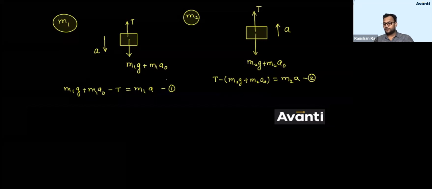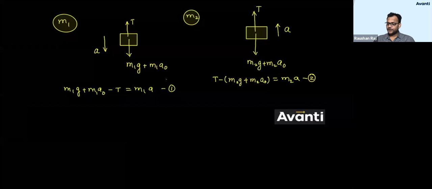Children, quickly answer. What will be the value of tension? What would be the value of tension? You can get the value of acceleration first also, and put the value of acceleration and get the tension. That is one way. The other way, children, is that you can directly find T. You can find T directly, no problem.